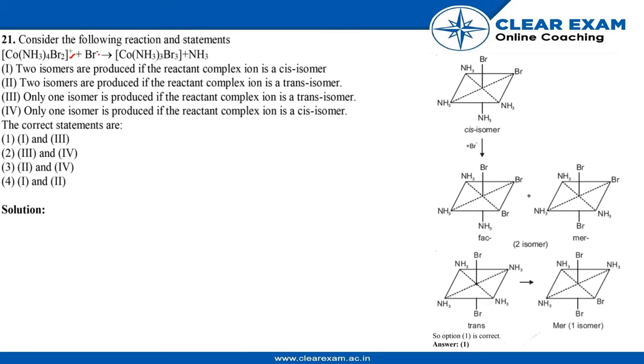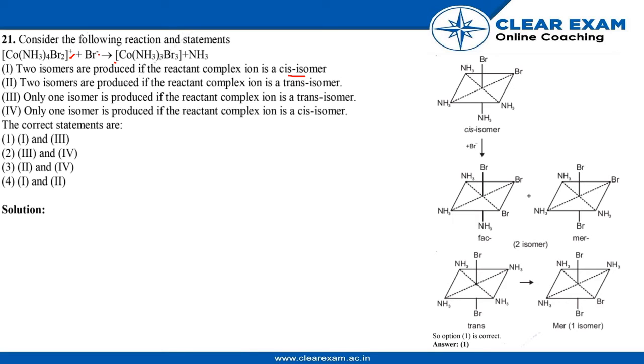So our given options are: two isomers are produced if the reactant complex ion is a cis isomer. Two isomers are produced if the reactant complex ion is a trans isomer. Only one isomer is produced if the reactant complex ion is a trans isomer. And only one isomer is produced if the reactant complex ion is a cis isomer. So first we will draw the diagram of the resultant.